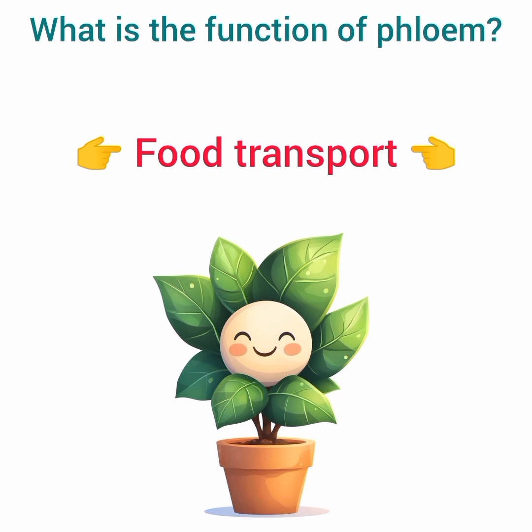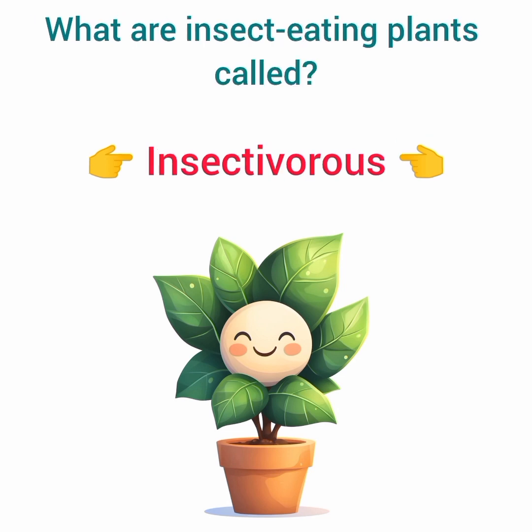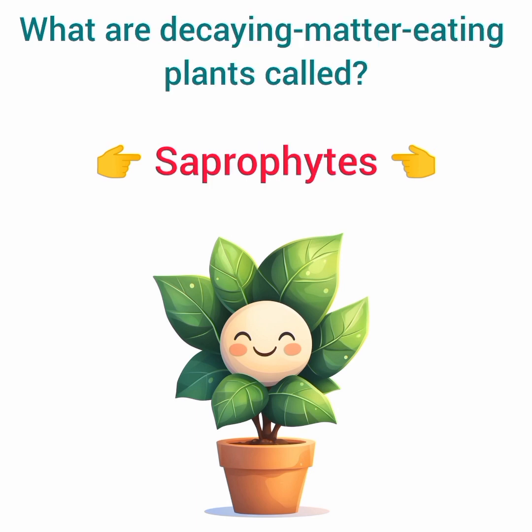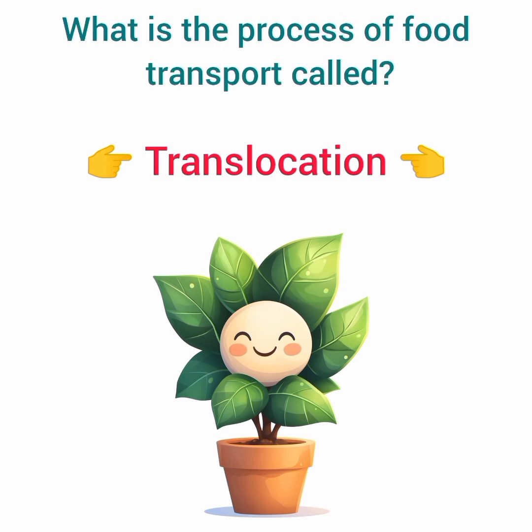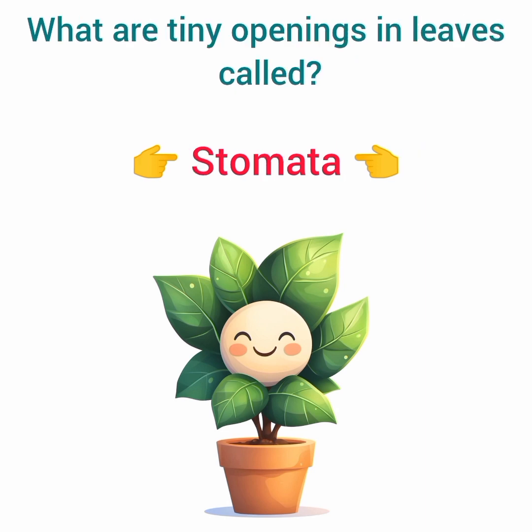Answer. Food transport. What are insect-eating plants called? Answer. Insectivorous. What are decaying matter-eating plants called? Answer. Saprophytes. Name a saprophytic fungus. Answer. Mushroom. What is the process of food transport called? Answer. Translocation.